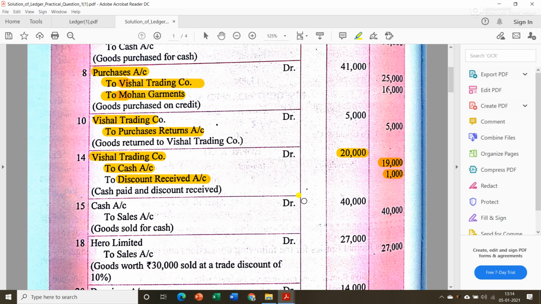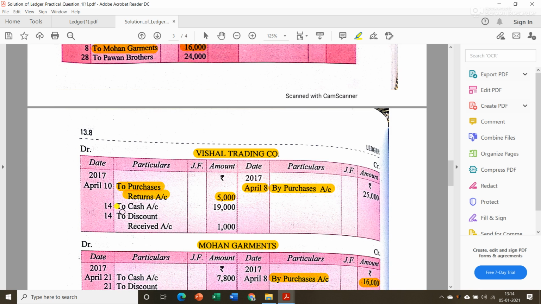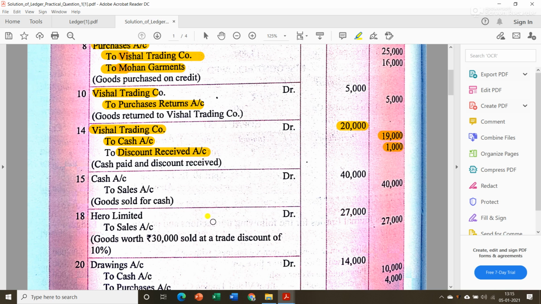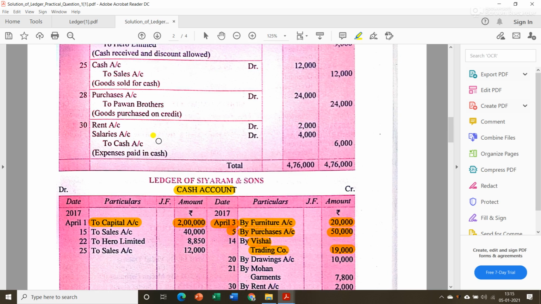Now for entering in ledger, we already have Vishal Trading Company, so in Vishal Trading Company's ledger account what we will do is that we will write to cash account, to discount received account, 19,000 and 1,000. Okay, then next we have cash account already prepared by us, so in cash account we will write by Vishal Trading Company the actual amount of cash that we paid them, 19,000.